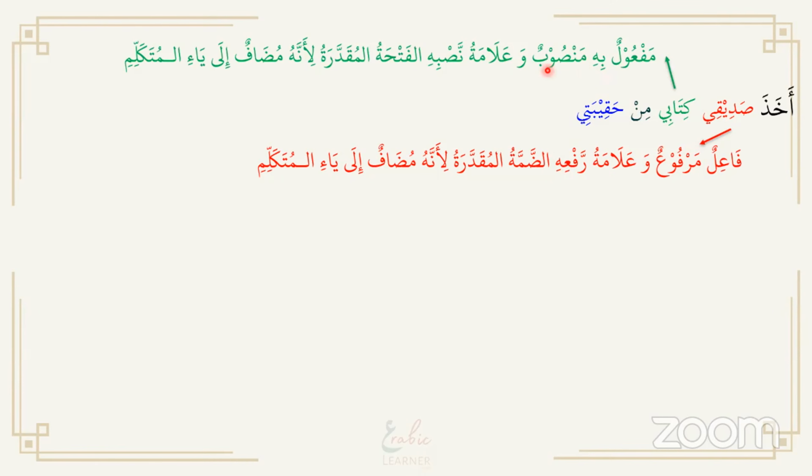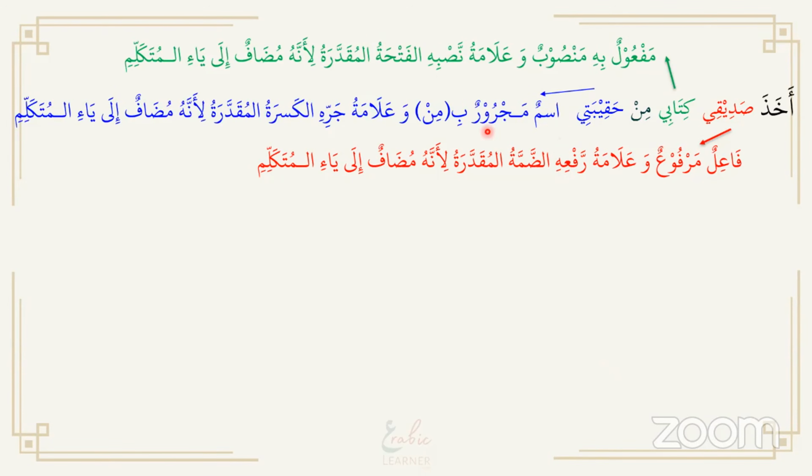Now here also, how will you say مفعول به منصوب for كتابي? وعلامة نصبه الفتحة المقدرة لأنه مضاف إلى ياء المتكلم. And من حقيبتي, so it is اسم مجرور بمن وعلامة جره الكسرة المقدرة لأنه مضاف إلى ياء المتكلم.